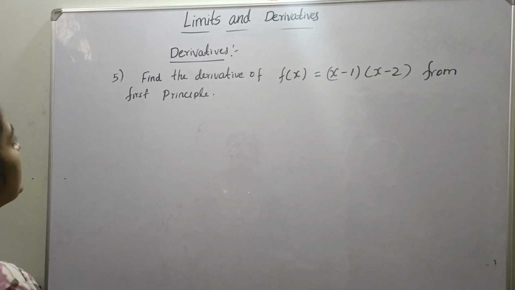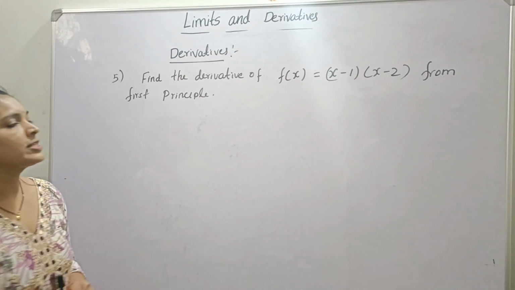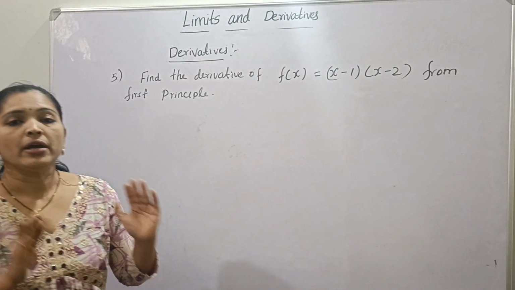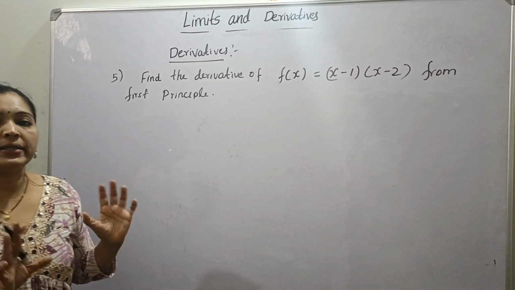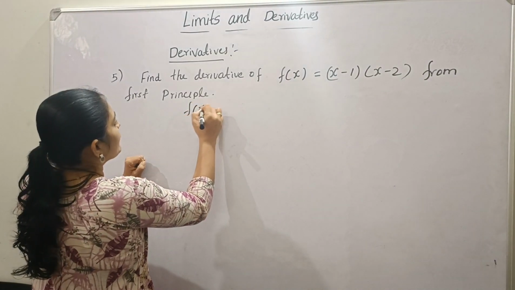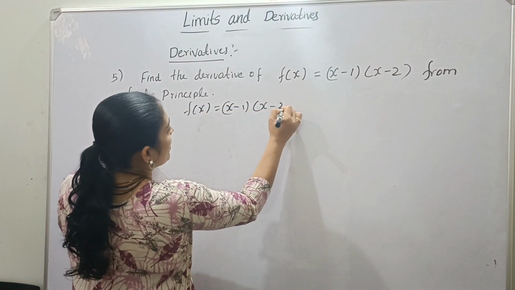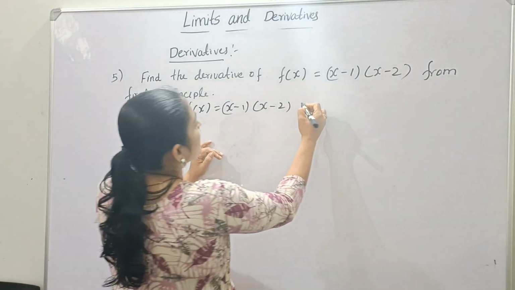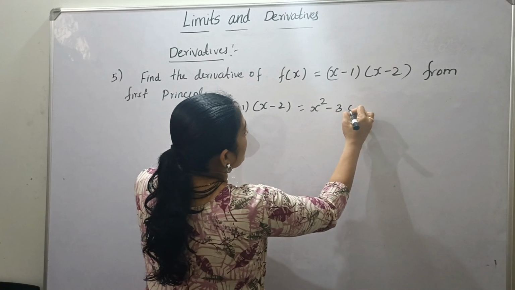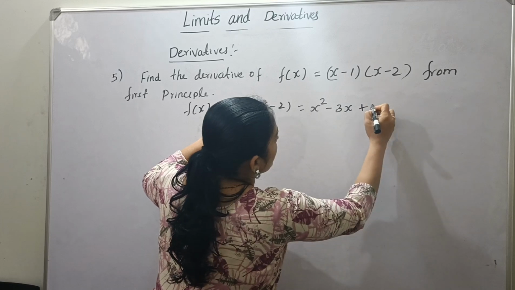Next question is, find the derivative of f of x is equal to x minus 1 into x minus 2 from first principle. Okay, see here we are asked to find the derivative of the given function from first principle. So we should apply that definition of the derivative. Okay, so the given function is f of x is equal to x minus 1 into x minus 2. First of all, let us expand it. That is x square minus 3x plus 2. Okay, minus 1 into minus 2 is plus 2.